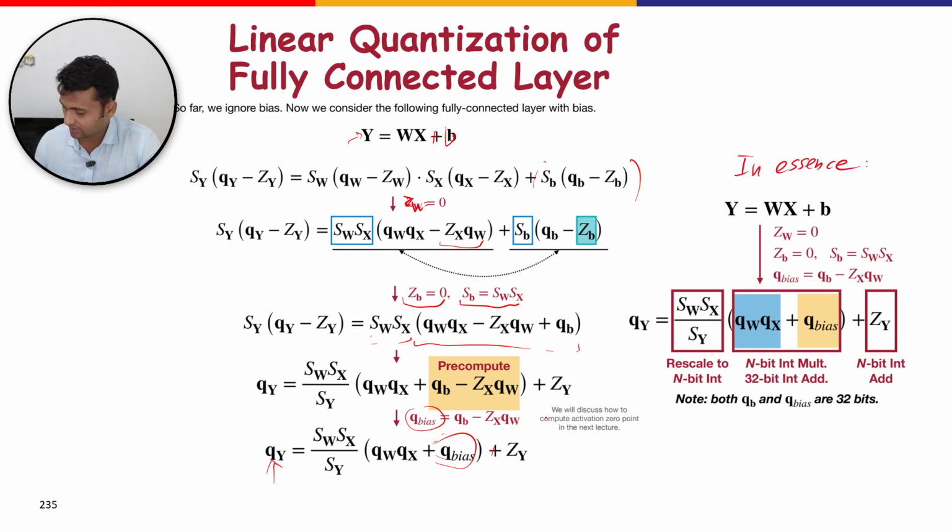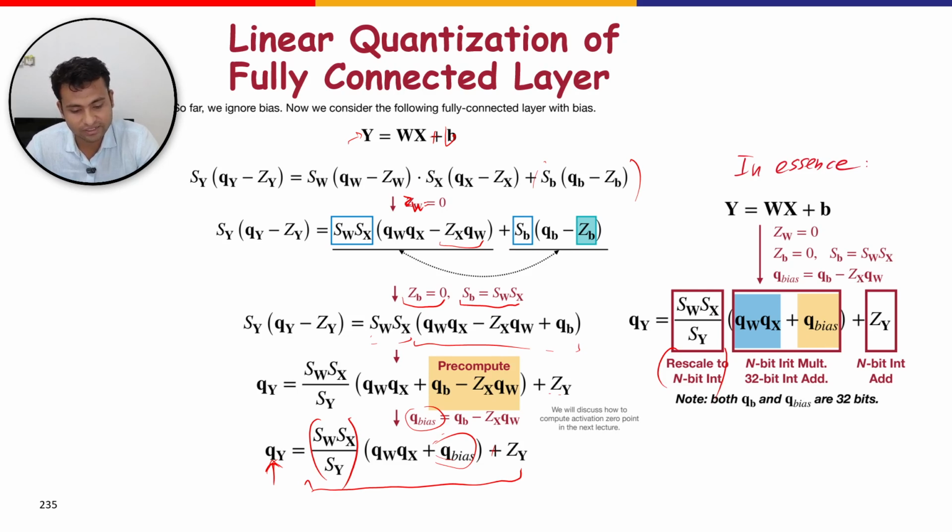This ZY, we'll discuss in maybe the next lecture how we calculate it. Or we can skip this information as of now, it's not that important, but just for completeness' sake, we'll discuss at some point how to calculate ZY. The main thing is this QY, which we have obtained using this formula. So this thing effectively can be rescaled to an n-bit operation.